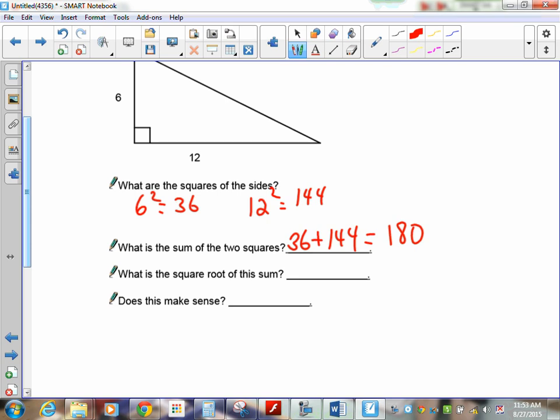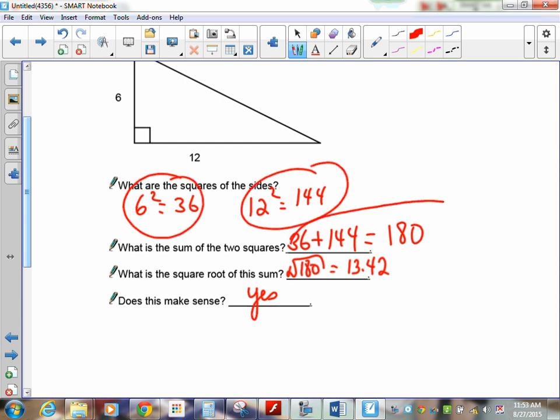So, what is the square root of 180? Going back to the side length of that square, that is 13.42. Now, does this make sense? Is it larger than the two legs? 13 is larger than 12 and 6, so this makes sense. Okay? So, square one leg, square the second leg, add them up, square root it. A lot easier to do the numbers than drawing all those triangles.